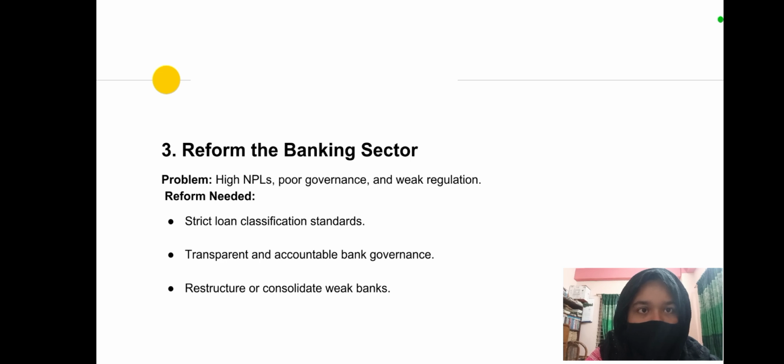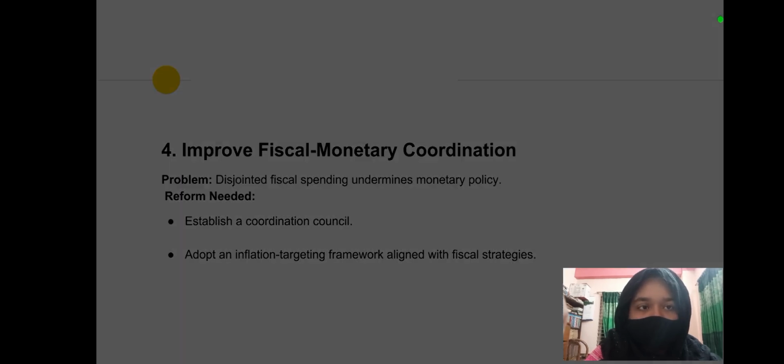Number 3, reform the banking sector. Here the problem is high NPLs, poor governance and weak regulation, and the reform needed, strict loan classification standards, transparent and accountable bank governance, restructure or consolidate weak banks.